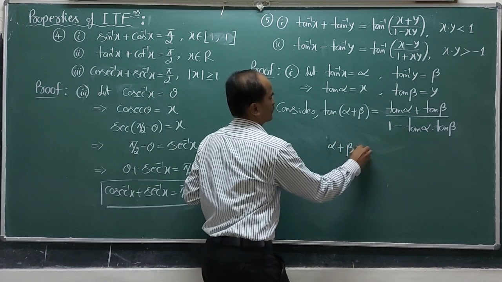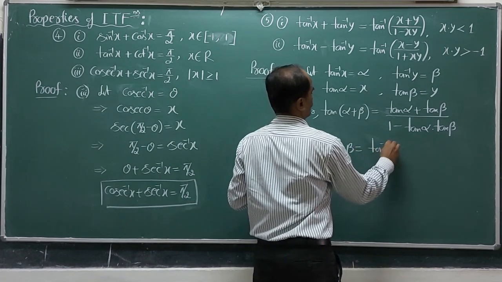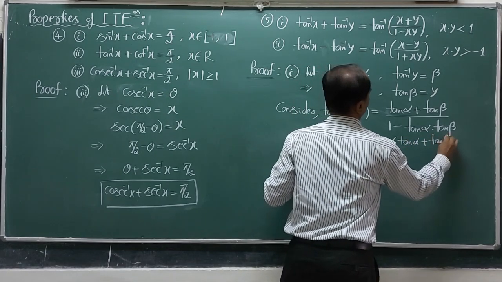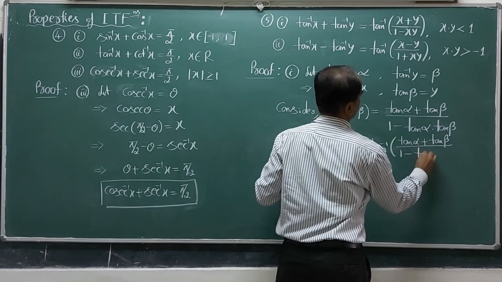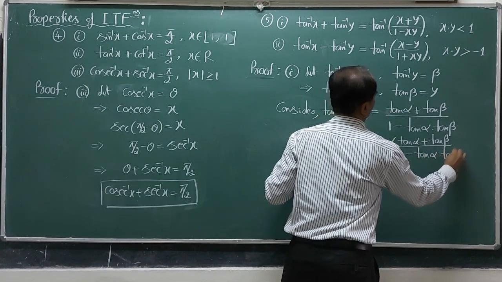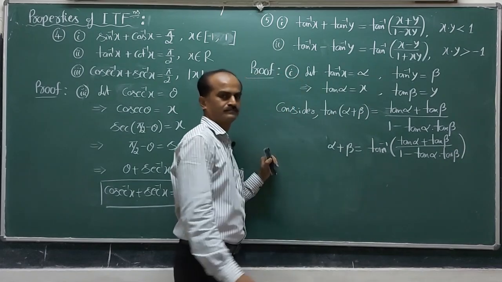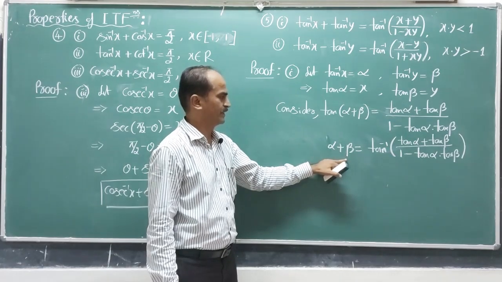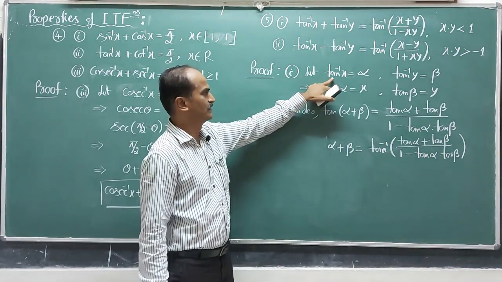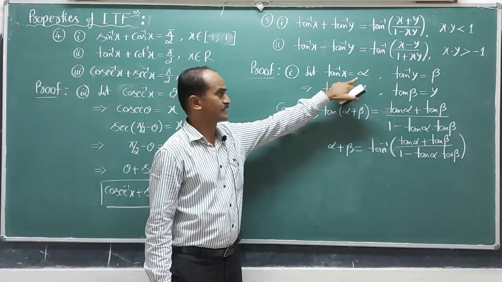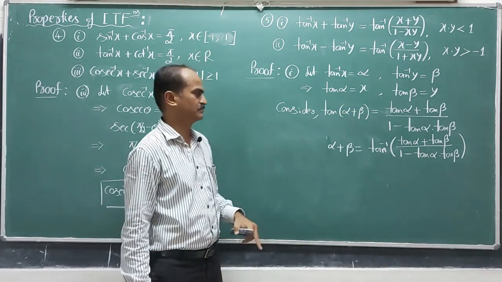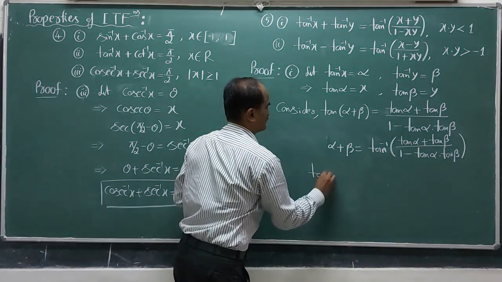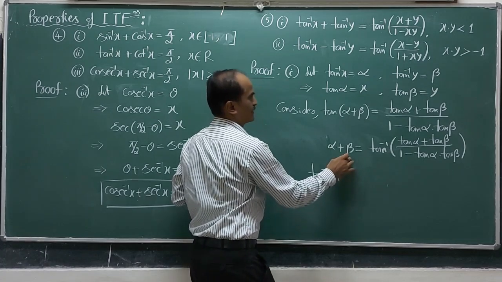Alpha plus beta is equal to tan inverse of (tan alpha plus tan beta) by (1 minus tan alpha into tan beta). Now substitute alpha, beta, tan alpha, tan beta, because initially we assumed tan inverse x as alpha and tan inverse y as beta. Now what alpha means? Tan inverse x. So I write tan inverse x. What beta is? Tan inverse y.